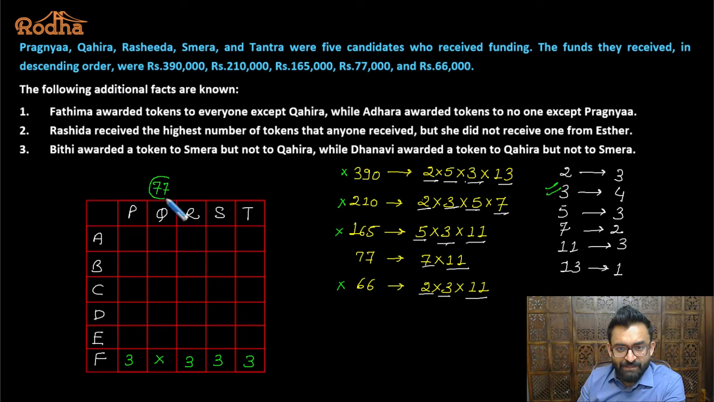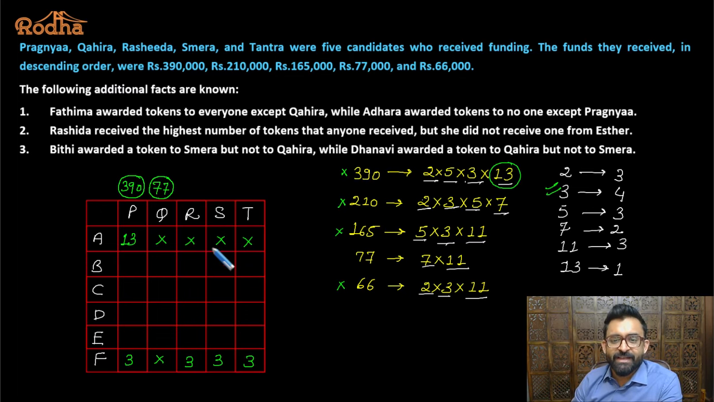Pretty straightforward to identify as of now. Yes. Fine. She is getting a funding of 77 crores. What else? 77 into 1000, 77,000. Fine. While Adhara awarded token to no one except Pragyana, with the same logic, A will be awarded the token which is having frequency 1, because she is giving only one token. So that is 13. Number 13 token is awarded by A and that token is given to P only. Nobody else is getting that token. What does it mean? She is getting 390 into 1000 in funding. Why? Because that is a low number which is a multiple of 13. Point taken.